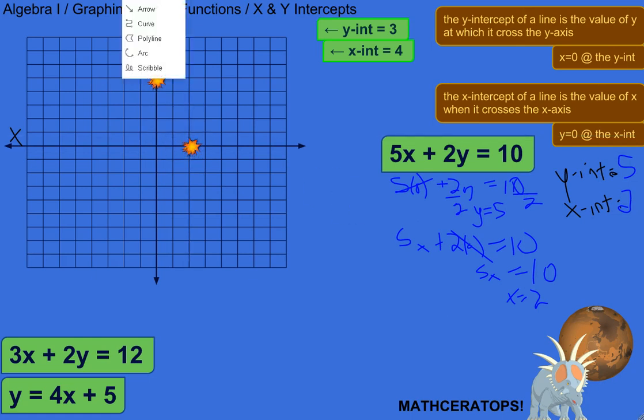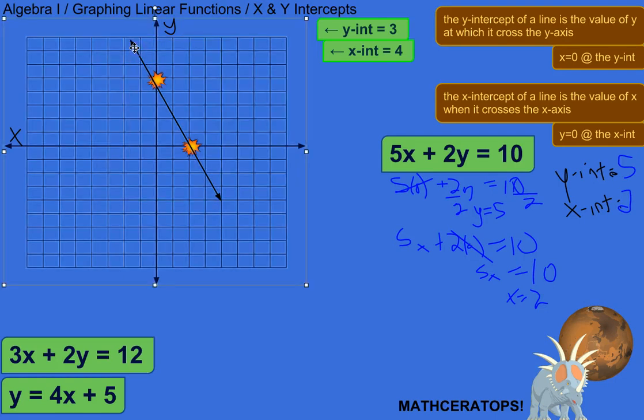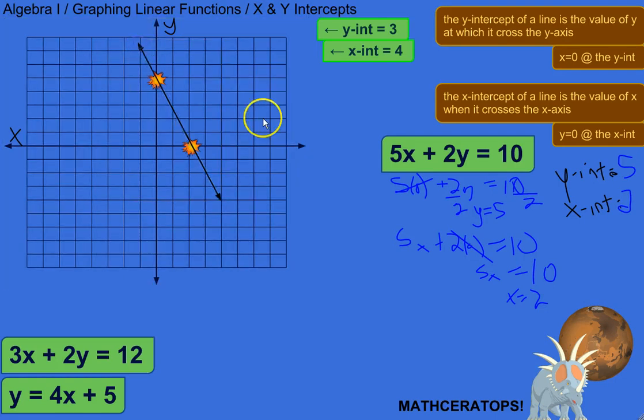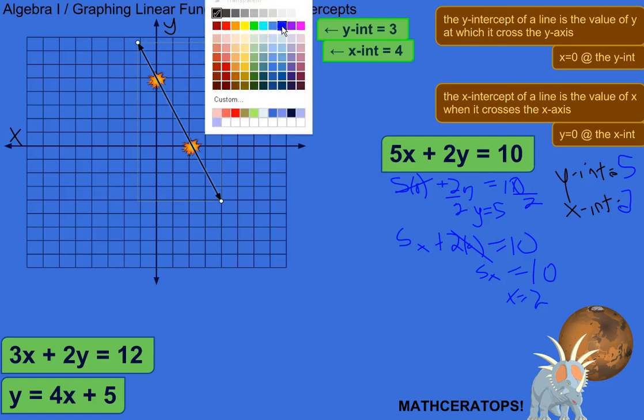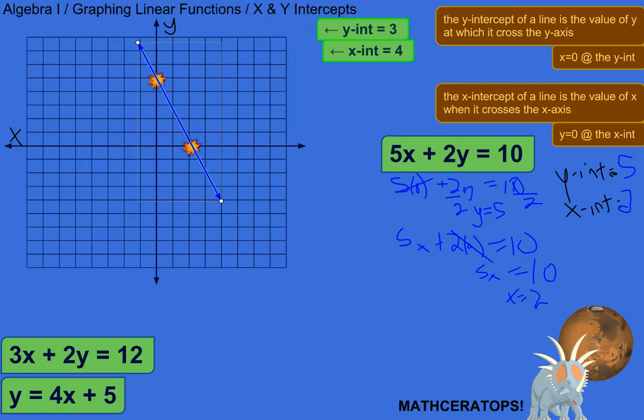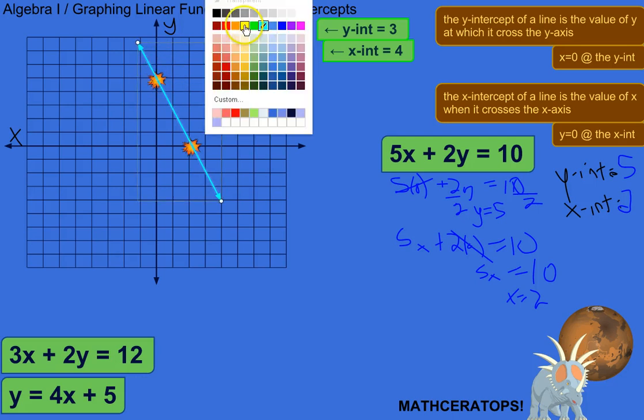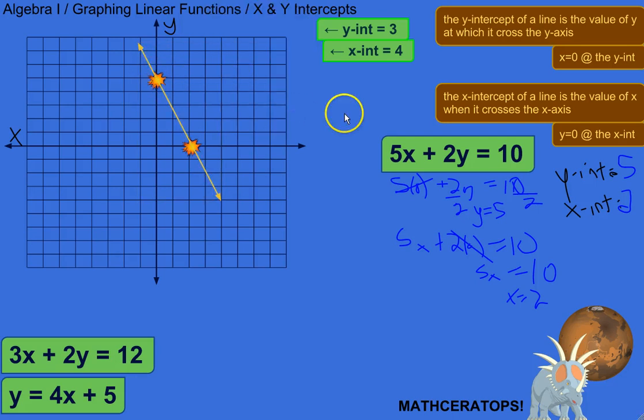Alright, then I just connect the points. And then keep going, the line goes on forever. So draw it past the points but connect the 2 points. Something like that. Put some arrows on the ends so you show that it's going on forever. Let's do it like that. Okay.